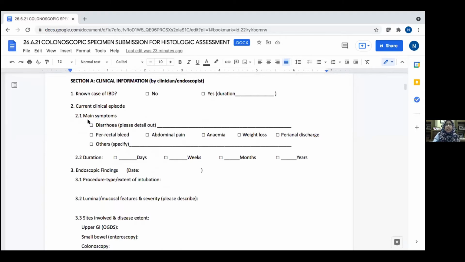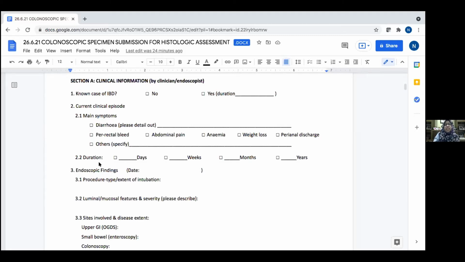If there is diarrhea, they need to detail what sort of diarrhea it is, whether watery or mucus, and whether there is blood, and any other associated complaints such as abdominal pain or anemia. Sometimes patients may just present with weight loss and perianal discharge, not so much other bowel symptoms, and they need to tell us all that. We also need to know the duration, because when they say chronic diarrhea, how long is it? 2 weeks is chronic to me, so it's very subjective when you say chronic.